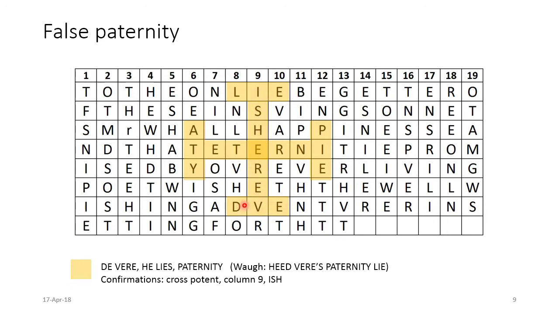So I went back to the grid, and I could immediately see which kind of a cross it should be. This large cross, and I could see it because I could see the word paternity very clearly inside it at that point. Here we have a statement in which I read, De Vere, he lies, paternity. Alexander Waugh read it differently. He read, he'd Vere's paternity lies, which makes more sense, but basically they come to the same thing. It's an indication that something is not right with the true story.